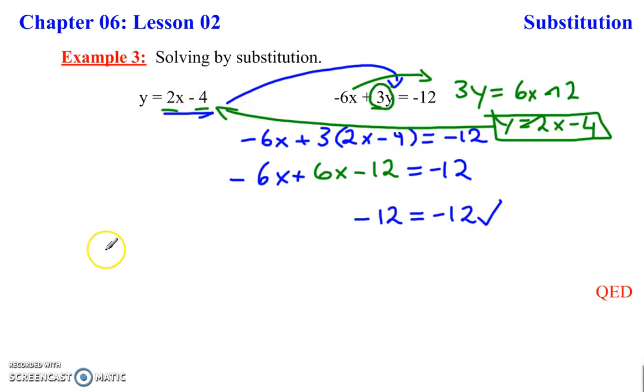Now, if you'd come out with something like negative 12 equals positive 12, if this wasn't a negative but a positive, then that would be the same slope. That means there's no solution because they're parallel lines.